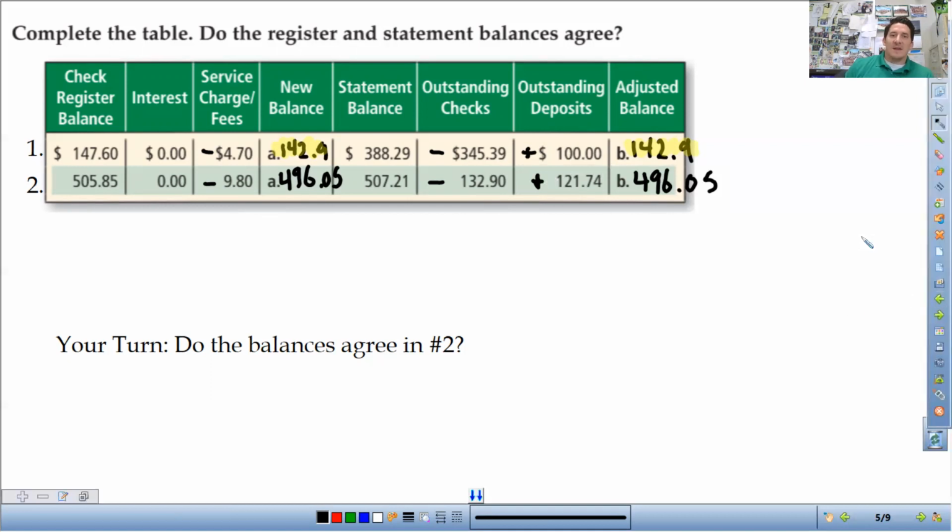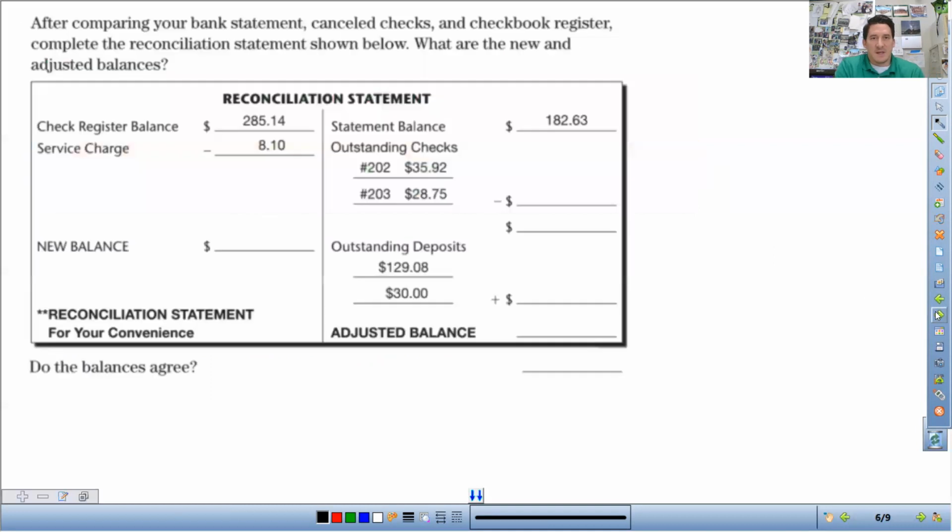All right, this is not what your register and statement is going to look like. So let's look at something that's going to be similar to maybe what you'd be looking at, a reconciliation statement for your own records. So after comparing your bank statement, canceled checks, and checkbook register, complete the reconciliation statement shown below. What are the new and adjusted balances? So here is the first column, the register balance minus any service charges.